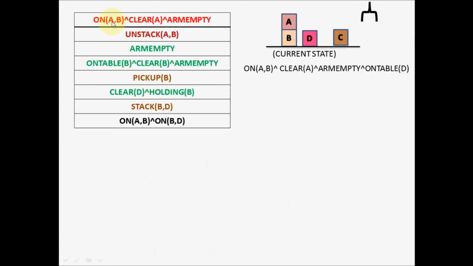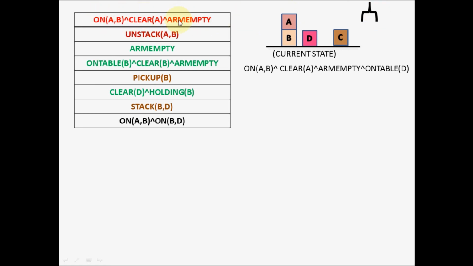Yes. Now we check whether this predicate is true with respect to the current world. Is A present on B? Yes. Is A clear? Yes. And is arm empty? Yes. That means the predicate is true.